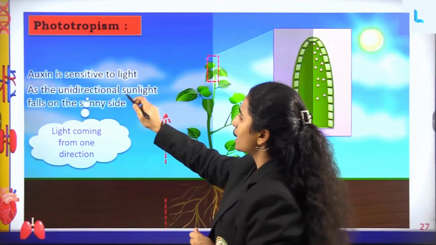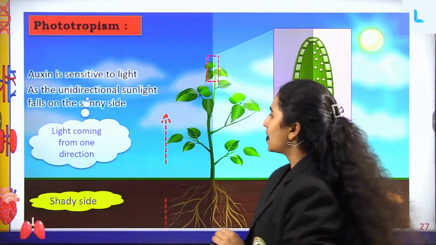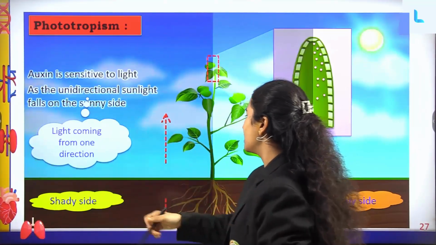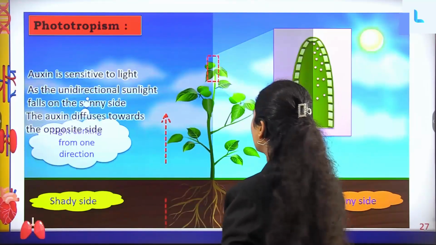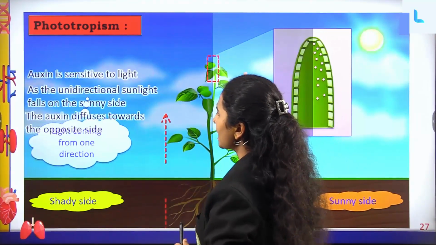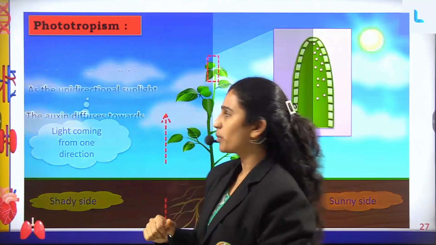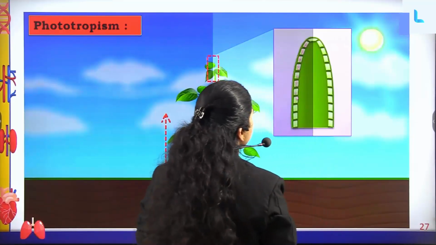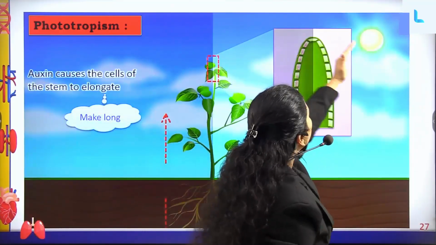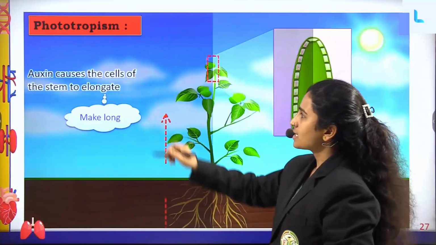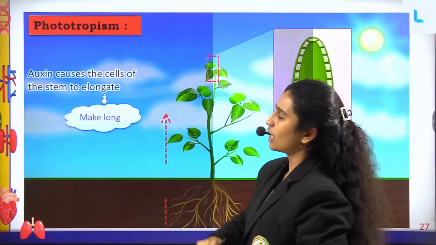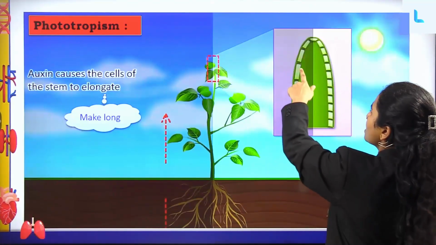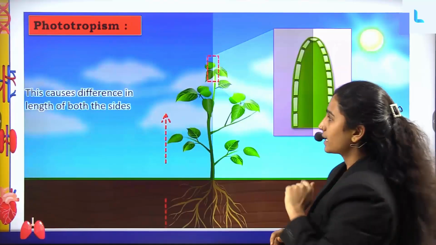As the unidirectional sunlight falls on the sunny side, the light coming from one direction, unidirection is a single direction. This is the shady part and this is the sunny part. So we can see the auxin will diffuse towards the opposite side, and it will make the plant bend towards the sunlight. So auxins will cause the cells of the stem to elongate, that is they are going to make them long. So you can see the smaller ones became longer rectangles.